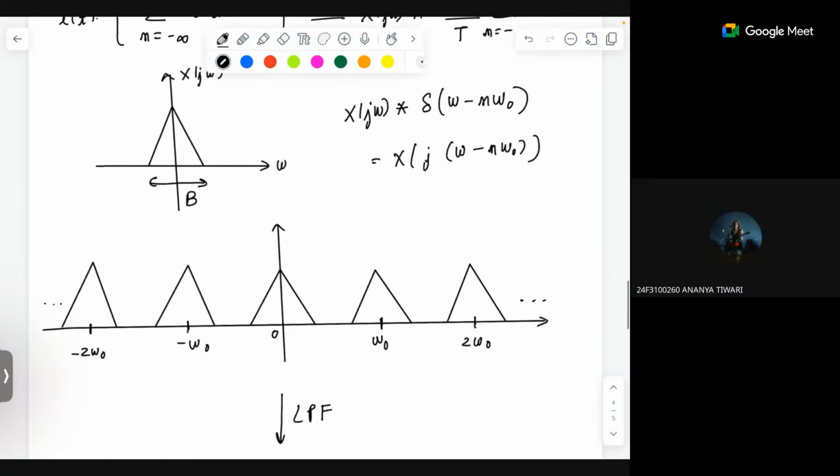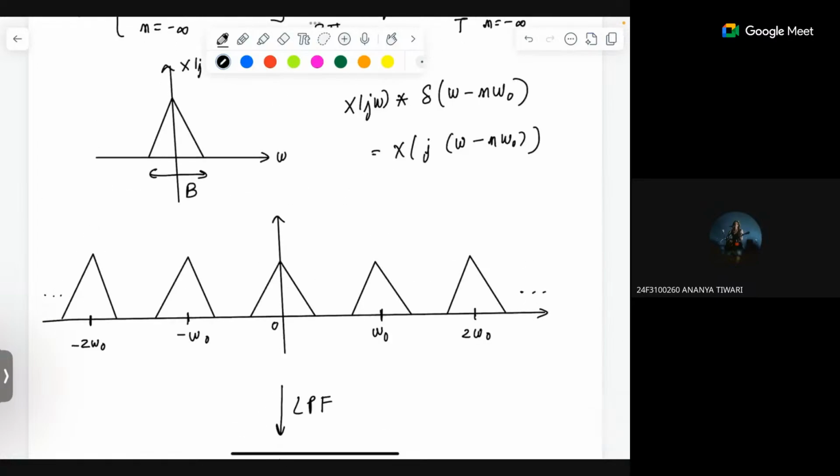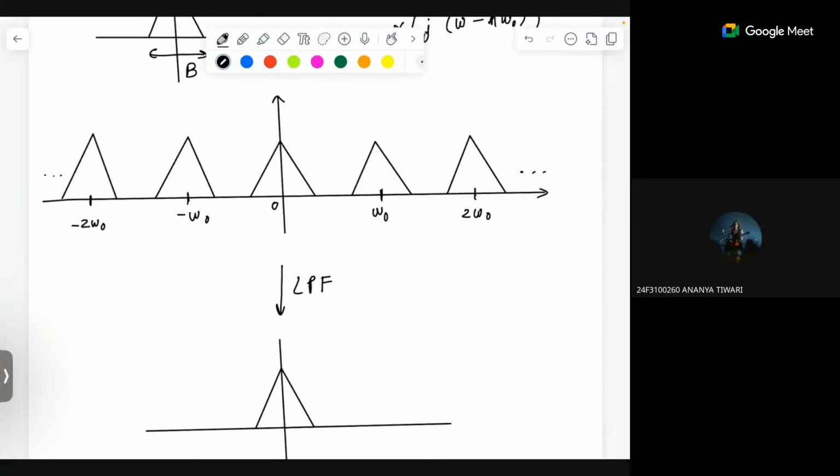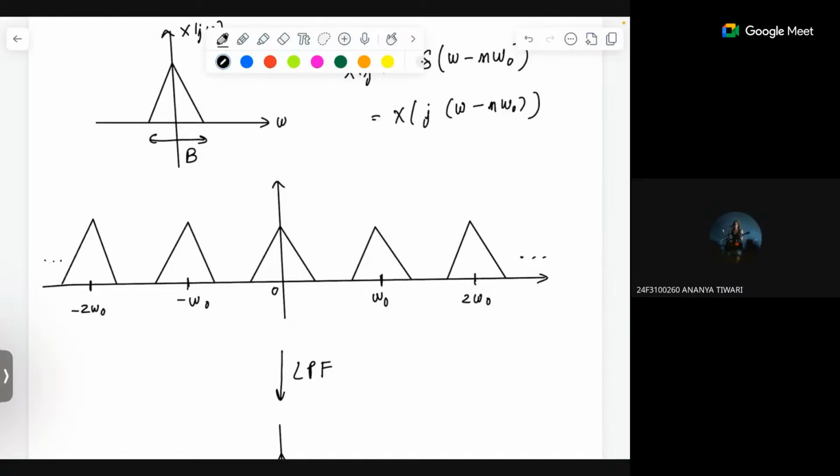So here we see that everything turned out to be fine. We got back our signal. And this process of getting back the continuous time signal, that is digital to analog conversion. This is what basically happens. So this was the case where we did not see any overlapping.